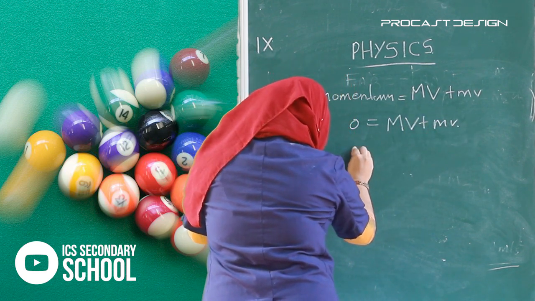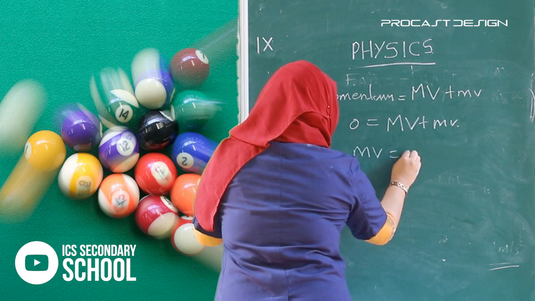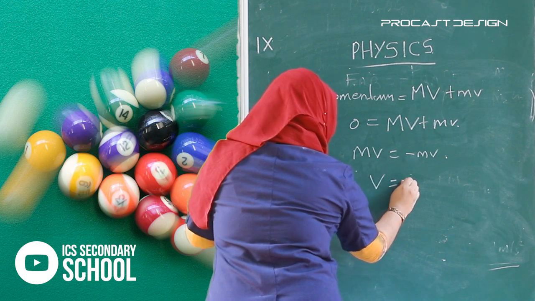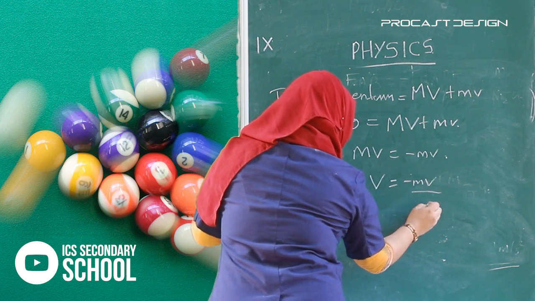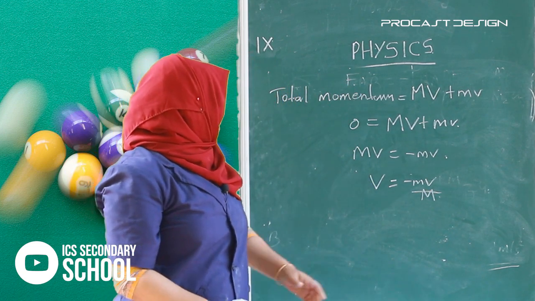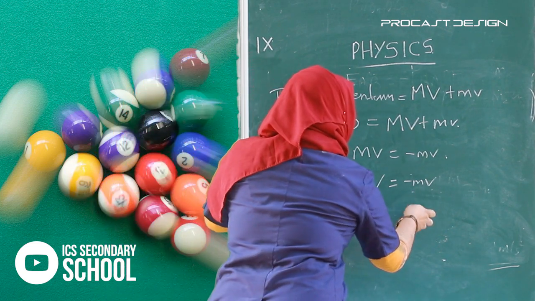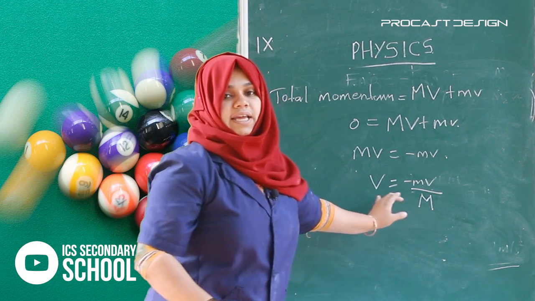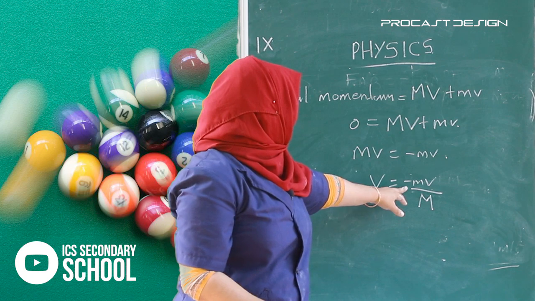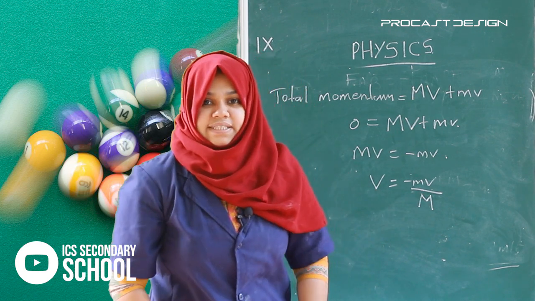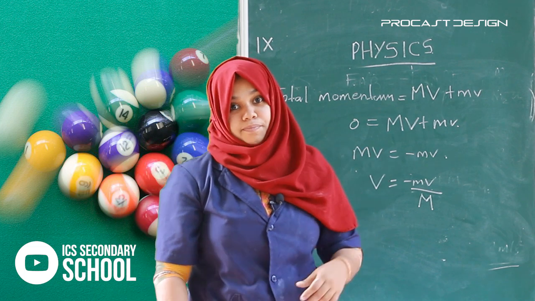That time we can write MV is equal to minus small mv. So what is V? Minus mv divided by capital M. So the recoil velocity is minus mv divided by M. The minus sign indicates it moves backward.